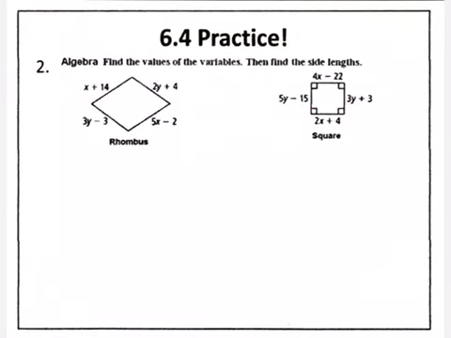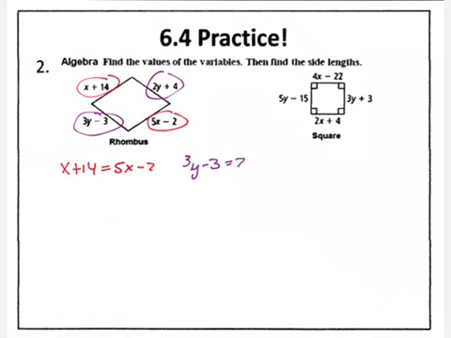Here we want to find the value of the variables, then find the side lengths. So for the rhombus, all of the sides are the same, so I would match up like variables. So x plus 14 equals 5x minus 2. And then we've got 3y minus 3 equals 2y plus 4. Now we're just going to solve for each variable.